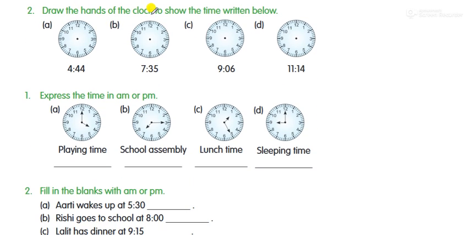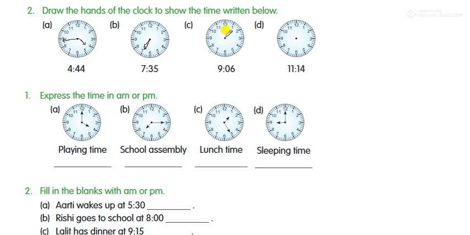Draw the hands of the clock to show the time written below. Here it's 4:44. So here 15, 30, 35, 40, 41, 42, 43, 44. So 4:44. Next 7:35. So 7:35.